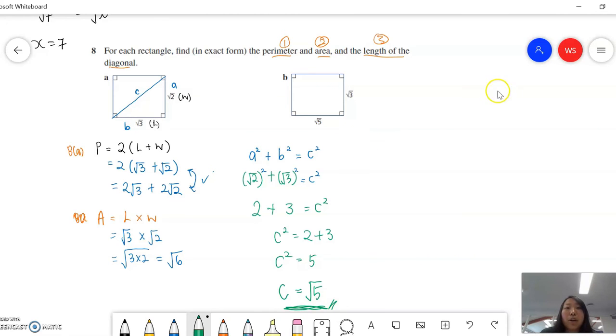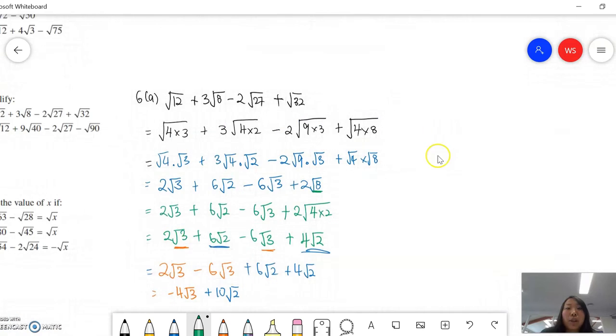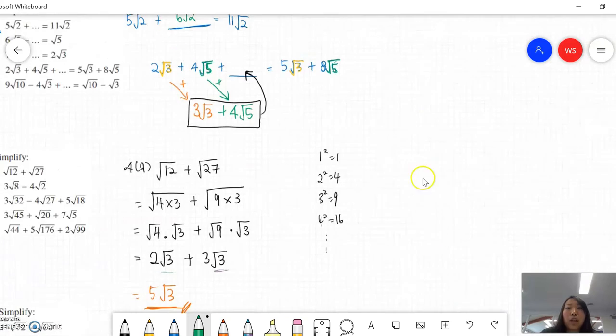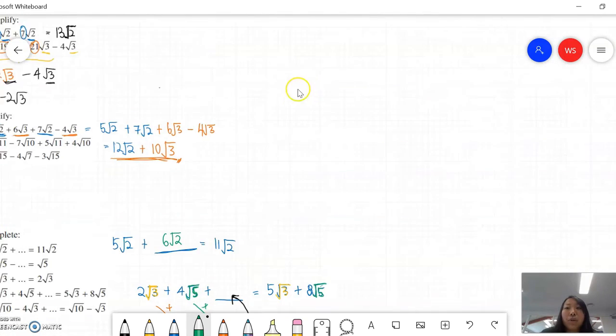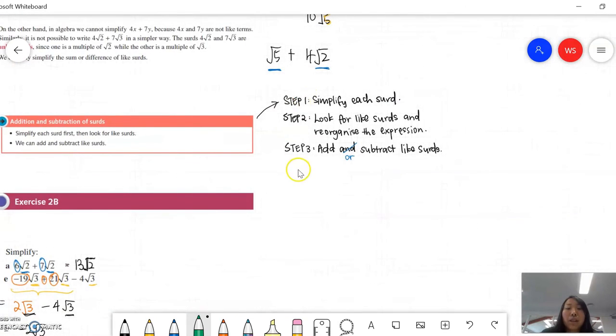So always remember your steps. Just to break it down, adding and subtracting your surds all revolves around just 3 short steps. Step 1, simplify each surd. Step 2, look for like surds and reorganize the expression. And step 3, add or subtract your like surds.